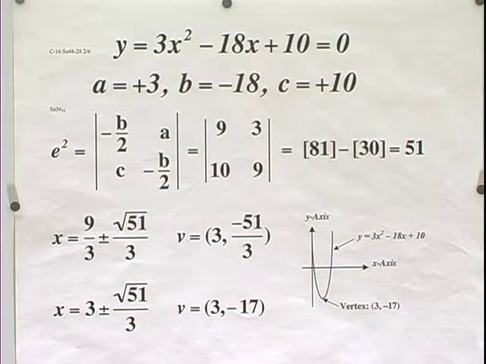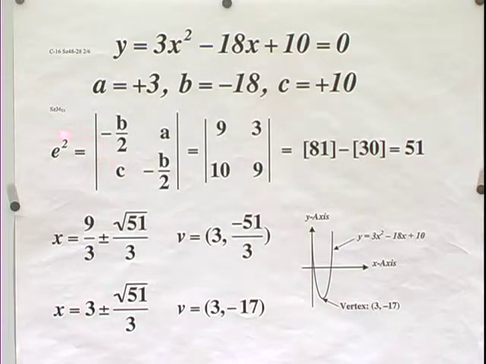This is the same equation that we just did, using only arithmetic to find the roots. We're going to use the geometric numerical method to not only find the roots, but also the vertex. So the first thing we want to do is identify the constants. This coefficient is plus 3. A is 3, B is minus 18, C is plus 10.